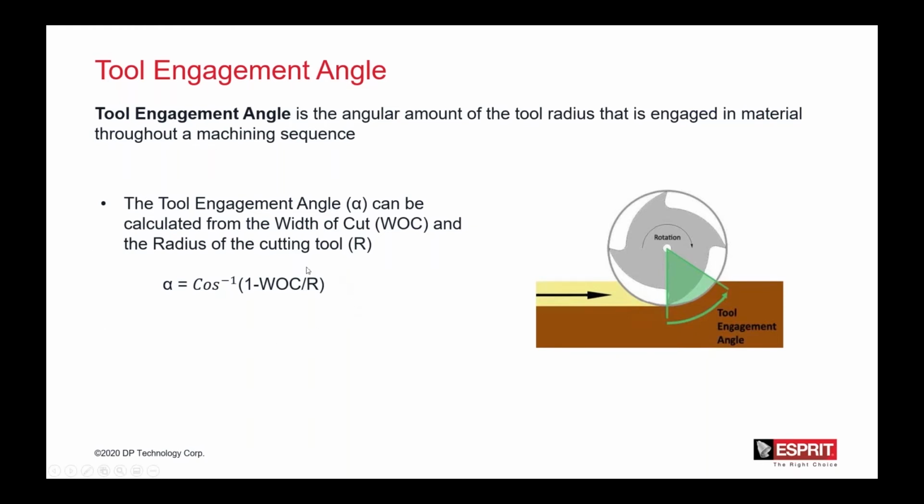And on the left here, you can kind of see how we can come up with that tool engagement angle. It's using the width of the cut, along with the radius of the cutting tool, as some of the inputs. Within ESPRIT, when you're defining these cycles, there's actually a setting where you can just define that engagement angle, and it'll do these calculations for you. It'll adjust the step over that you're using in the operation based off of your engagement angle, and that's all calculated in ESPRIT.